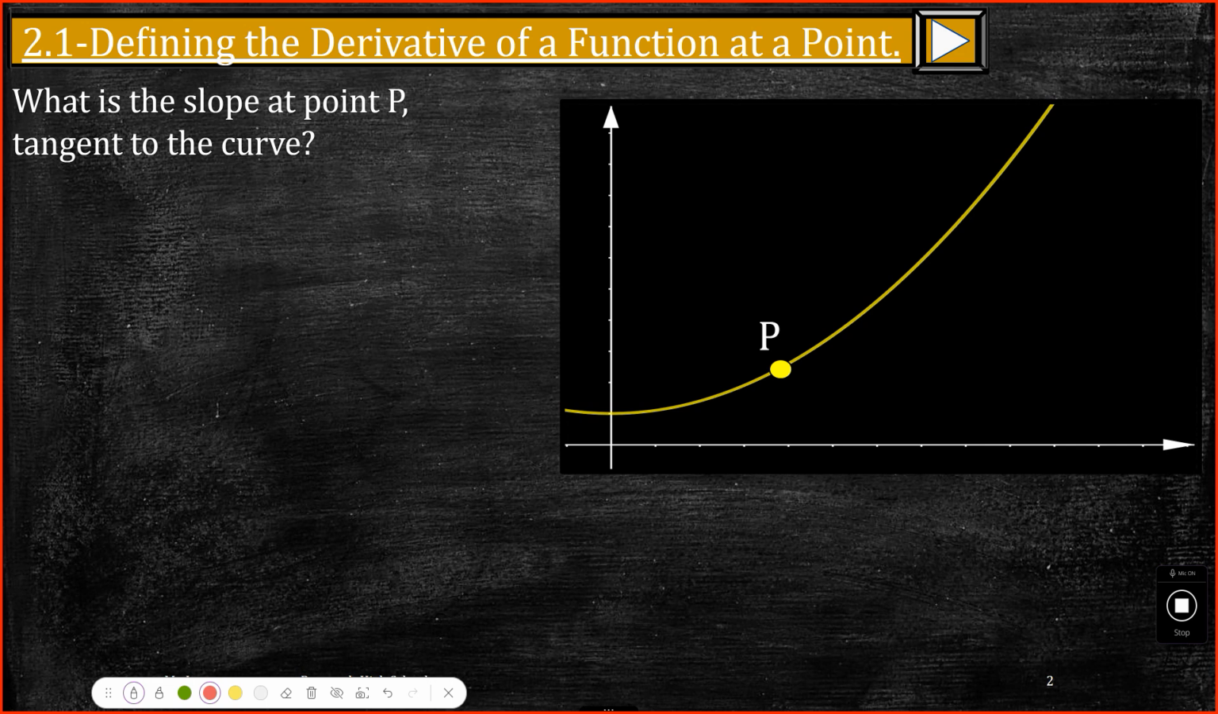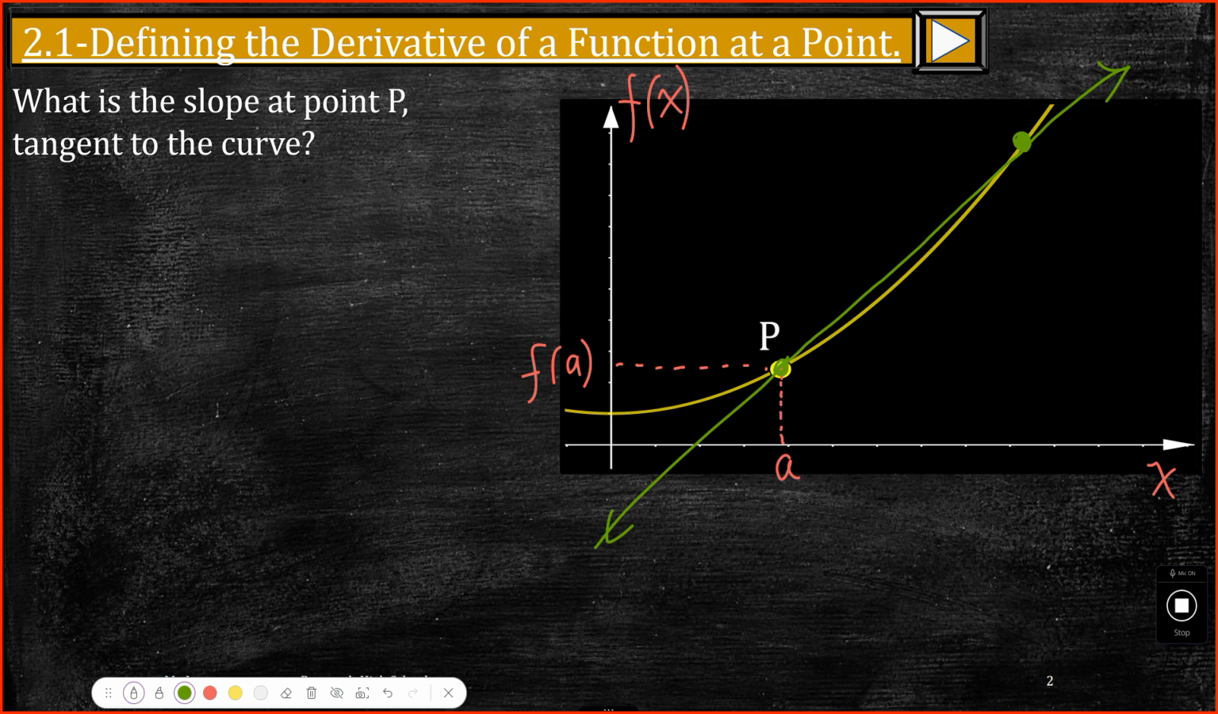So if I tell you that this is point A, whatever input it is, let's just give it a variable of A. And if this is a function, whatever the function is, f of x, then the output here will be f of A. And what we're going to do is get a secant line: get another point on the graph, connect these two points, and say that this is a good approximation to what the actual tangent line slope is.